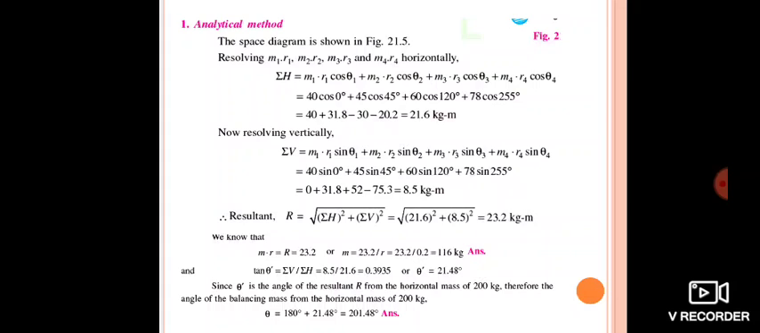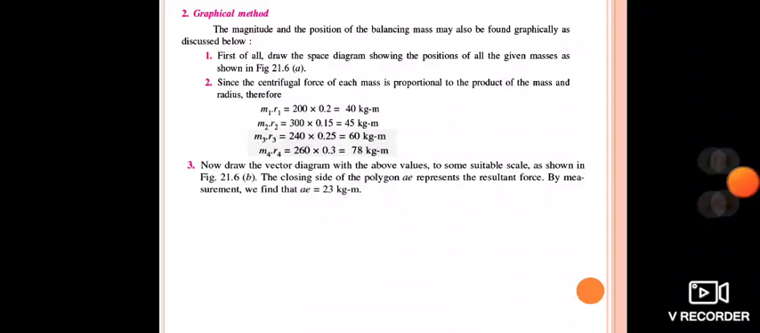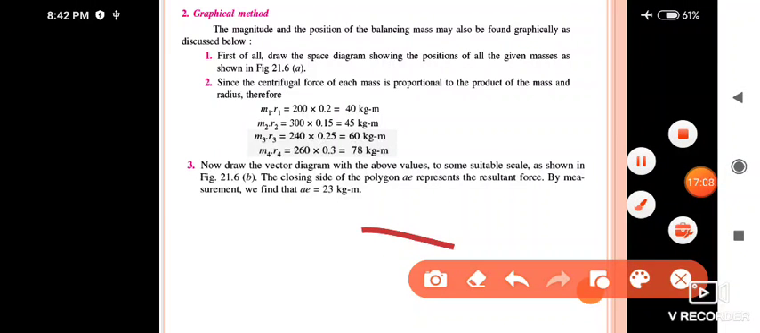you have to use this in terms of theta. If that unknown angle is not given, then we need to find that unknown angle with the help of this formula. Theta is equal to 21.48. Since theta is the angle of the resultant from the horizontal mass of 200 kg, the angle of the balancing mass from the horizontal mass of 200 kg is, that's why you have to add 180 plus 21.48, that is 201.48. That is the final answer.